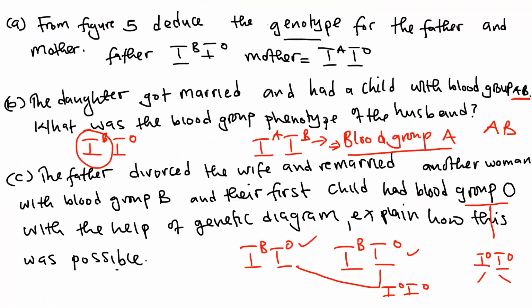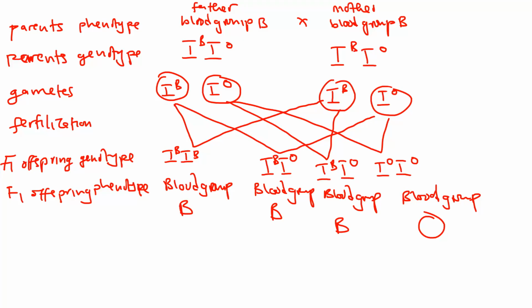how this was possible. The father divorced the wife and remarried another woman with blood group B, and their first child had blood group O. With the help of a genetic diagram, explain how this was possible. So after putting up the genetic diagram, we've seen this blood group O. So this is how it was possible. And just for putting up this, you have 5 marks. Okay, so that is what I wanted us to look at.